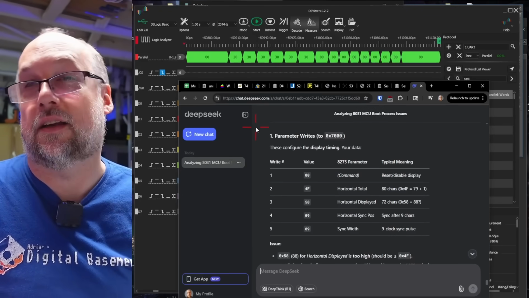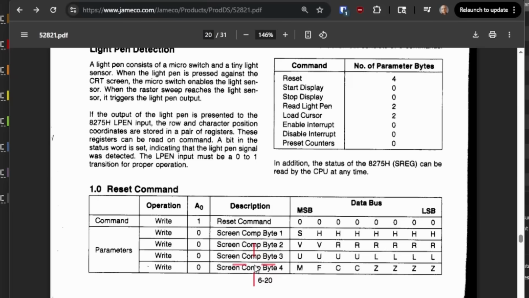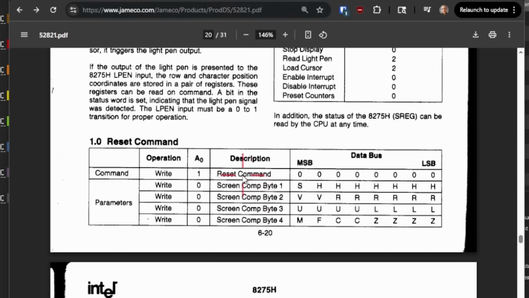Well, let's check the data sheet because this AI stuff, I'm sure, is misinterpreting this. Okay, here are the commands. So first command is when you write all zeros with the A0 set to 1, that's the reset command. We weren't sampling the A0 line, so we can't see what that is anyways. And then we have these various parameters for screen composition byte.